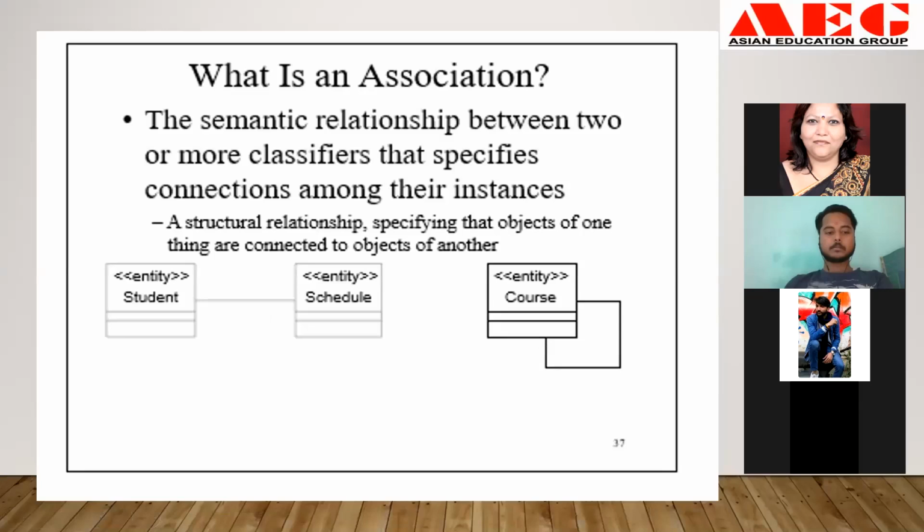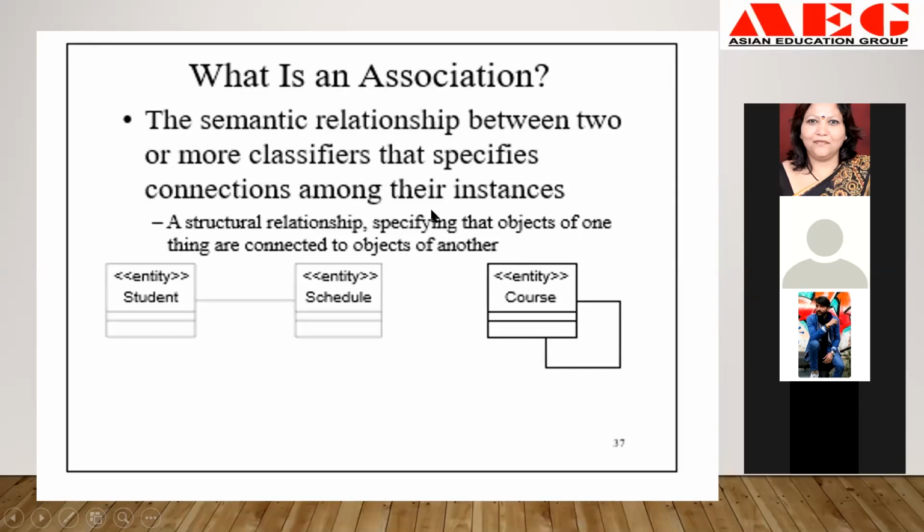Now what is association? Association means a relationship between two or more things. It is a semantic relationship between two or more classifiers that specifies connections among their instances. A structural relationship specifies that objects of one thing are connected to the objects of another thing.